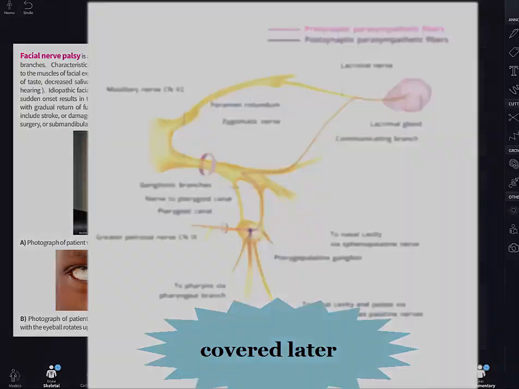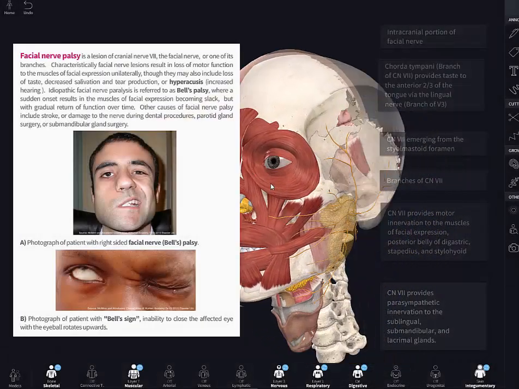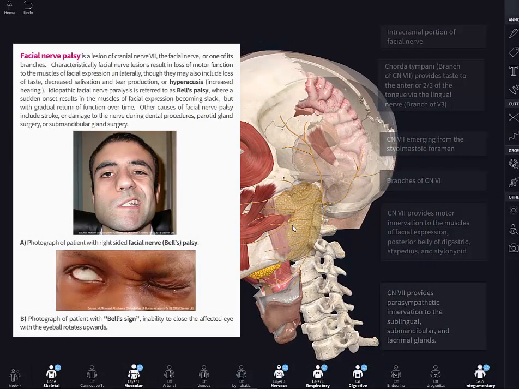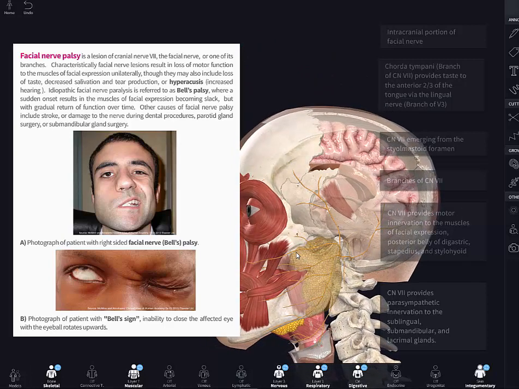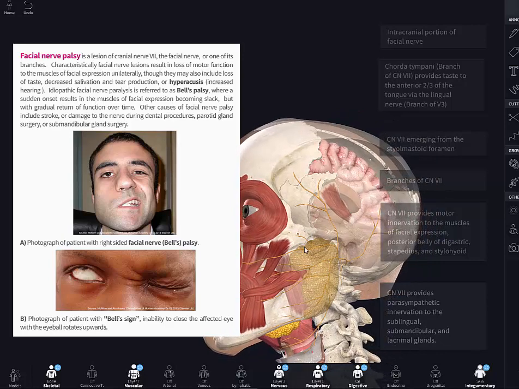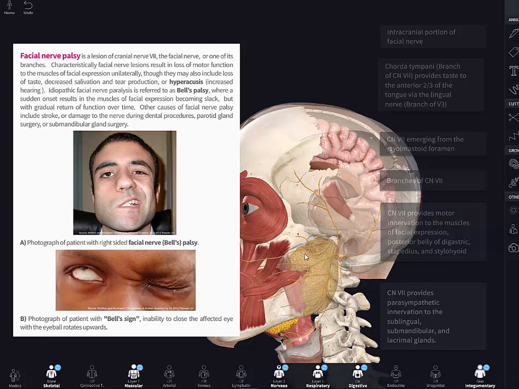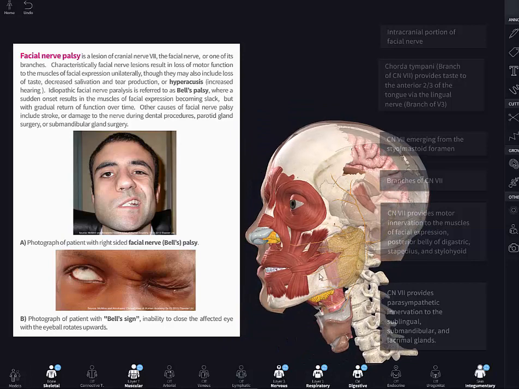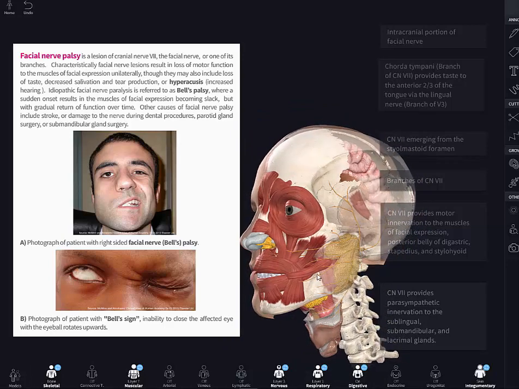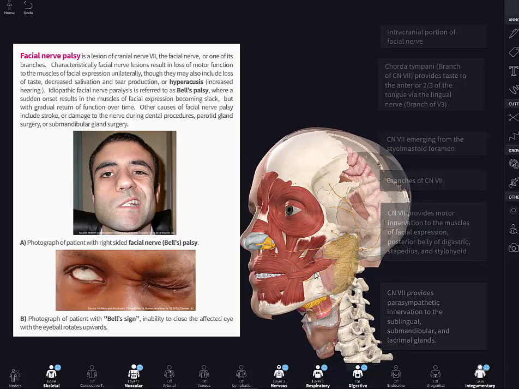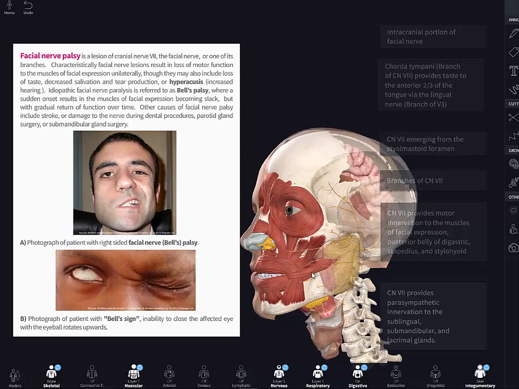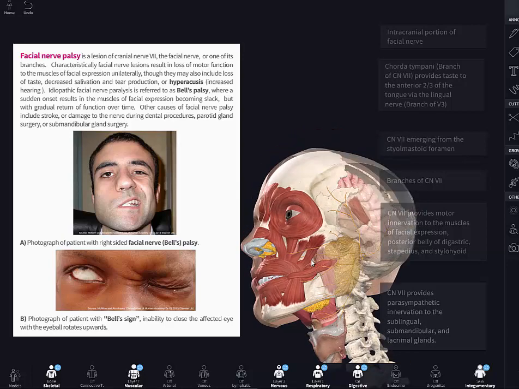Okay, so this can happen idiopathically as well, so without a known cause, and then it's called Bell's palsy. Yeah, so that means you suddenly wake up one morning and you have a loss of muscles of facial expression. They're all slack, but over time, gradually, they will return little by little. Other causes potentially for facial nerve paralysis or palsy will include stroke, damage to the facial nerve during surgery, that could be dental procedures or parotid gland surgery or submandibular gland surgery.